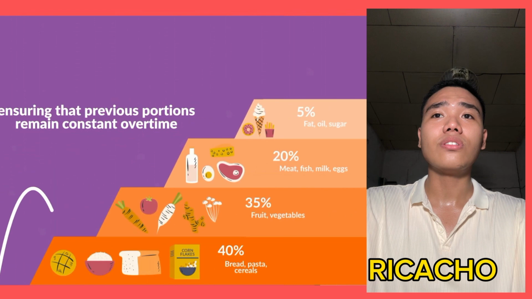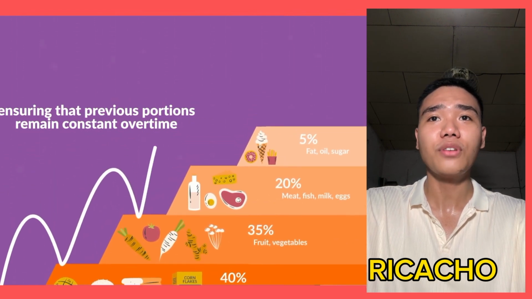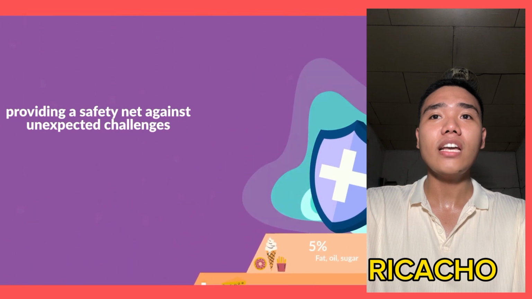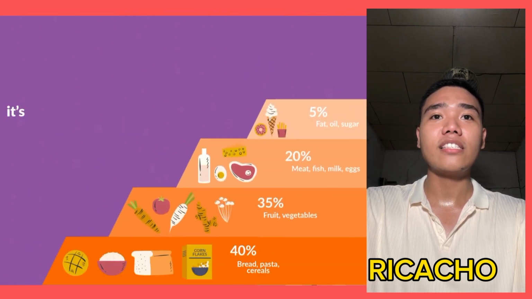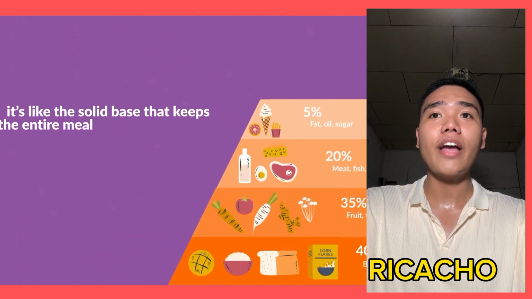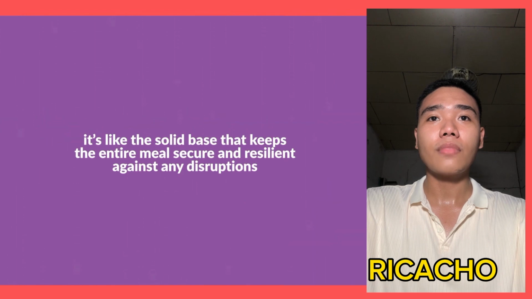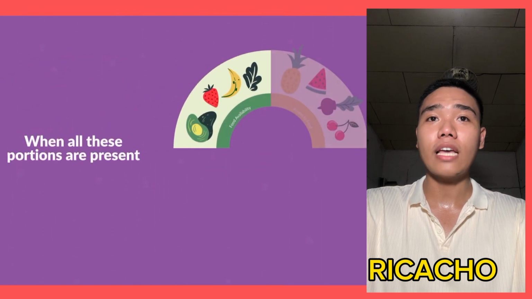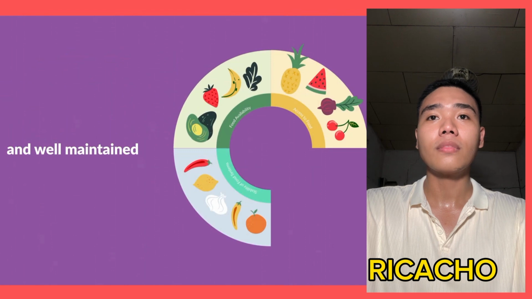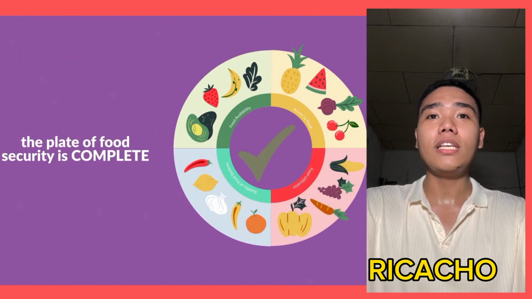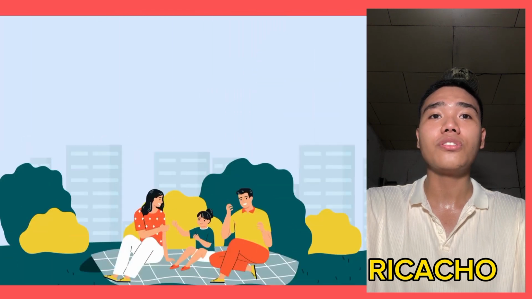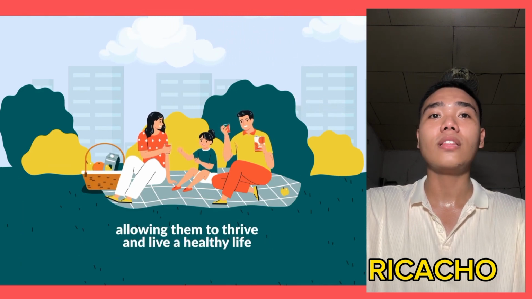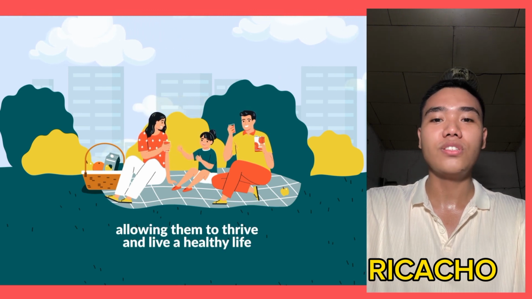This is the foundation, ensuring that previous portions remain constant over time, providing a safety net against unexpected challenges. It's like a solid base that keeps the entire meal secure and resilient against any disruptions. When all these portions are present and well maintained, the plate of food security is complete, ensuring that everyone has enough nutritious food accessible to them, allowing them to thrive and live a healthy life. And that is food security.